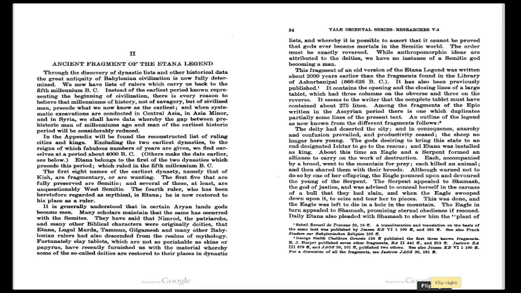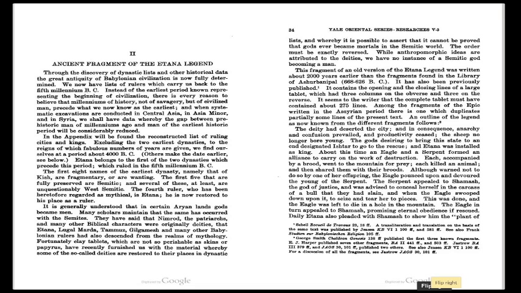This fragment contains the opening and the closing lines of a large tablet which had 3 columns on the obverse and 3 on the reverse. It seems to the writer that the complete tablet must have contained about 275 lines. Among the fragments of the epic written in the Assyrian period, there is one which duplicates partially some lines of the present text. An outline of the legend, as we now know from the different fragments, follows.